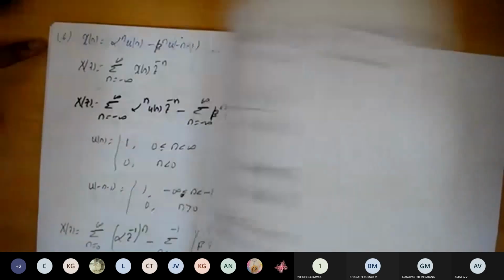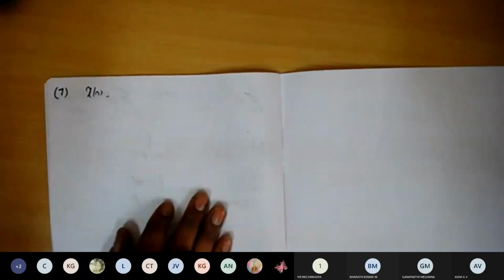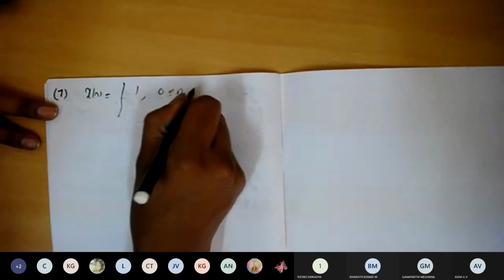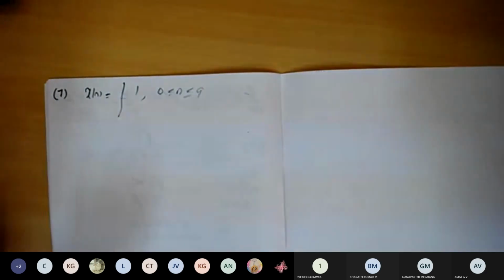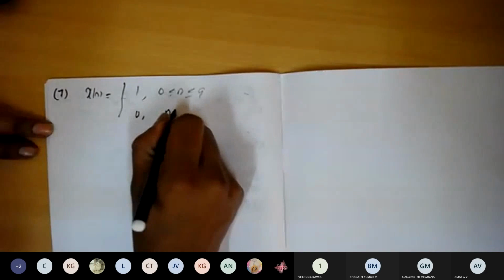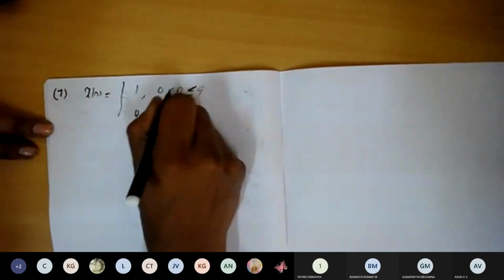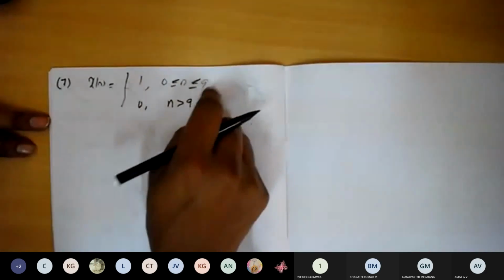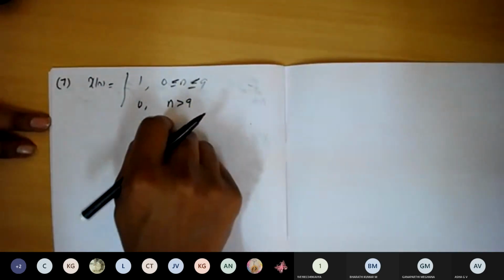So take the next problem, problem number 7. x of n is equal to 1 for 0 is less than or equal to n is less than or equal to 9, and 0 for n greater than 9. So it has the value 1 from 0 to 9, and elsewhere it is equal to 0. Okay, so fine.